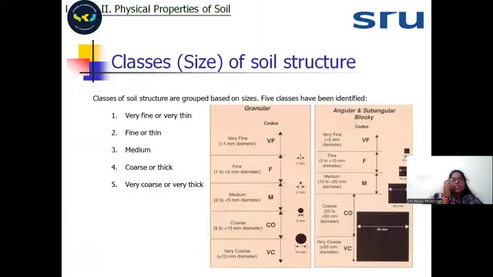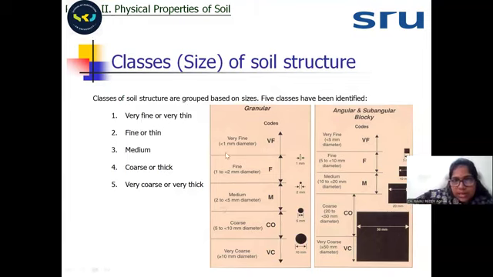The second classification is based on the size of the aggregates. As I said earlier, these four structures are again further divided based on the size of their aggregates. There are five classes: very fine, fine, medium, coarse, and very coarse. So the dimensions or their length will vary for each type of the structure. You can see here.